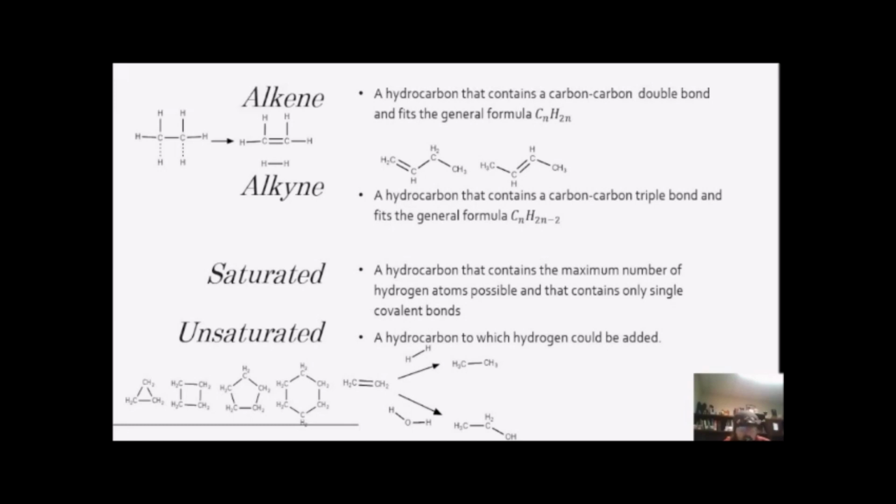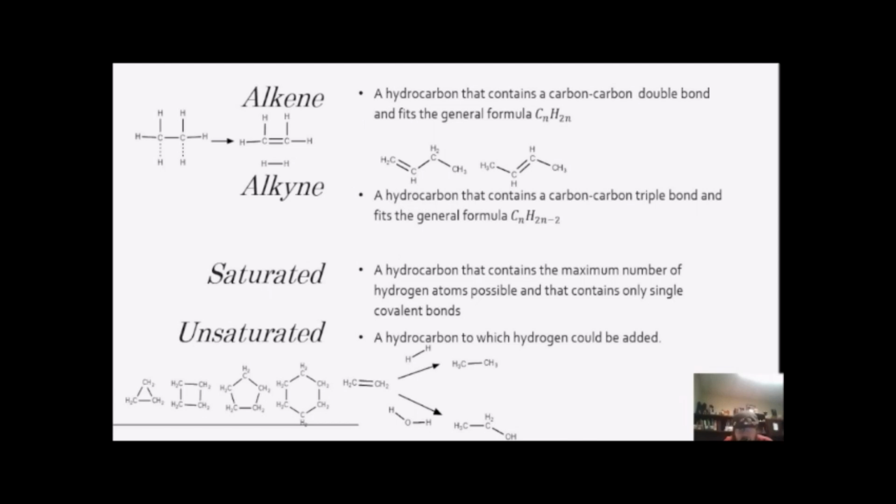Now, from there, we can classify these alkanes, alkenes, alkynes into two kinds of subclasses. Saturated hydrocarbons: a saturated hydrocarbon, an example being an alkane, is a hydrocarbon that has the maximum number of hydrogen atoms possible, and will thus contain only single covalent bonds. So an alkane would be a saturated hydrocarbon. Unsaturated would be a hydrocarbon to which hydrogen could be added. An alkene and an alkyne have a double bond that could be split and then add hydrogen to it.